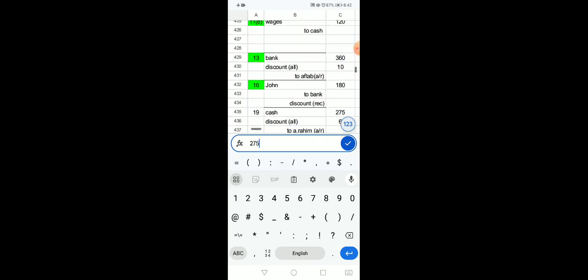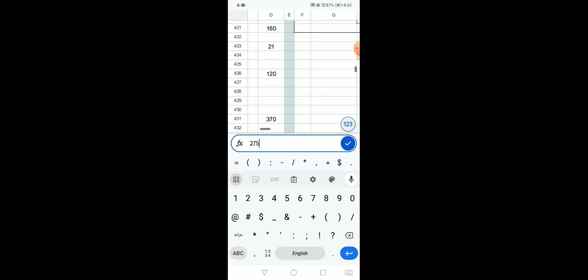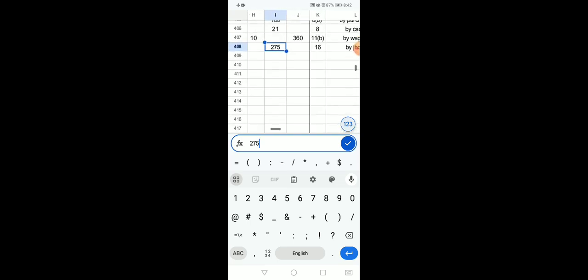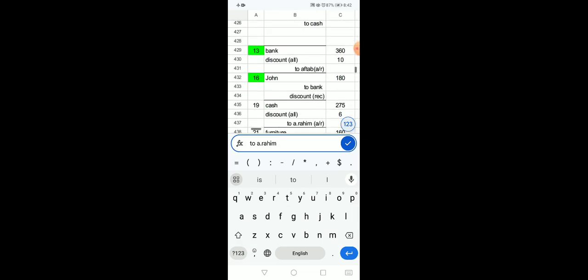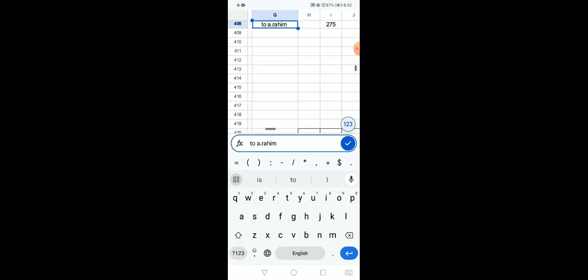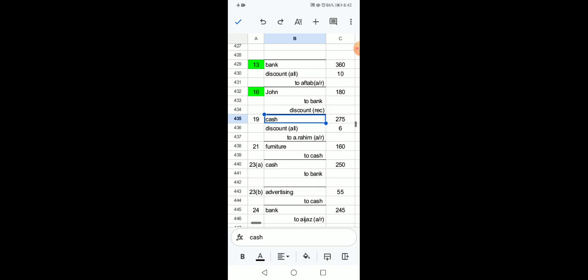And now see its reference. What is written on opposite side of cash? That is to Abdul Rahim. Write down to Abdul Rahim here, and now see its date, which is 19. Put 19 over here. Okay, in 19th entry there were 2 elements. Cash has been posted. Now it's time to post discount, which is debited by 6.